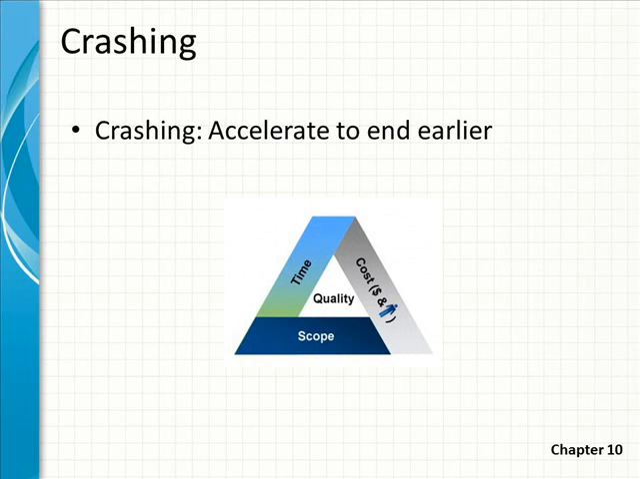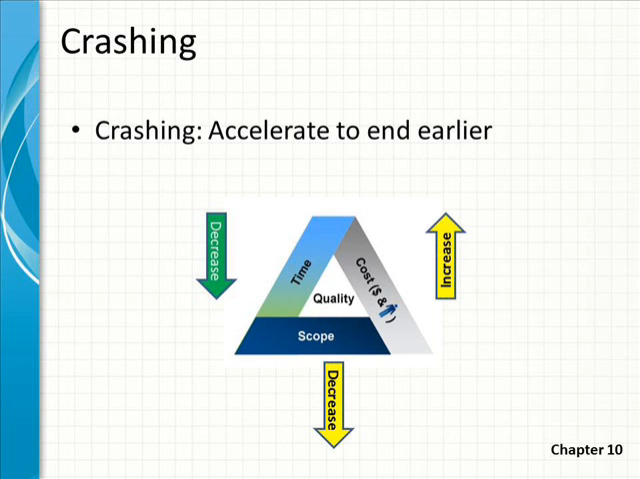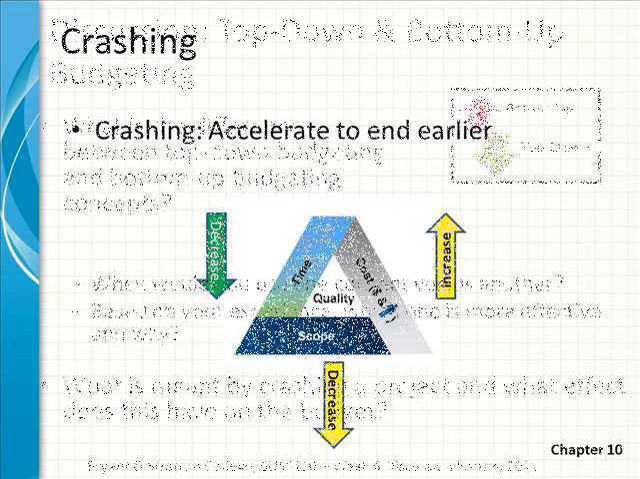So if we relate this back to the triple constraints of time, scope, and cost, what we're trying to do when we crash a schedule is to decrease one of those constraints to reduce the time. But that comes at a cost. If we want to reduce the time, well, we can reduce the scope so we have less to do. Either that, or if we want to keep the scope the same, we're going to increase the cost by bringing on additional manpower. So we're making trade-offs between the triple constraints.